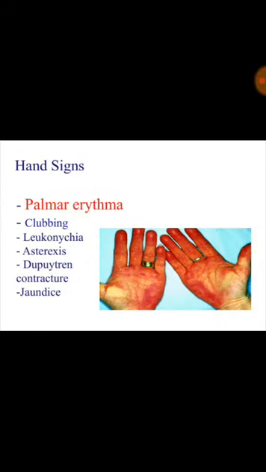Now, hand signs. The hand signs of liver failure include palmar erythema, clubbing, leukonychia, asterixis, Dupuytren contracture, and jaundice. Let's discuss palmar erythema. Palmar erythema occurs as a result of increased estrogen concentration, as we discussed for other features in other parts. So, in pregnancy, normally a palmar erythema may be visible due to a physiological increase in estrogen level.